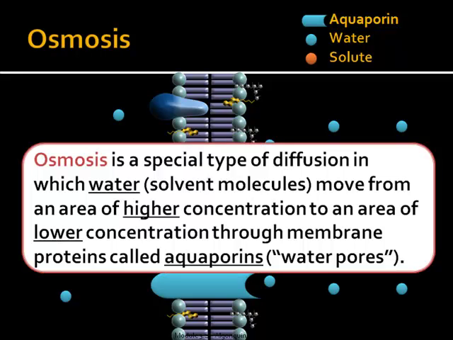Osmosis is a special type of diffusion in which water, which are the solvent molecules, move from an area of higher concentration to an area of lower concentration through membrane proteins called aquaporins.